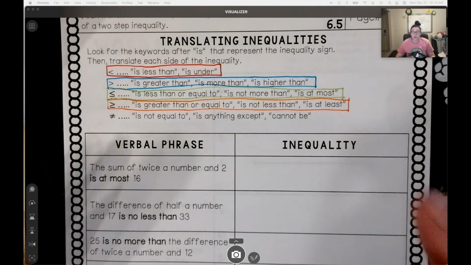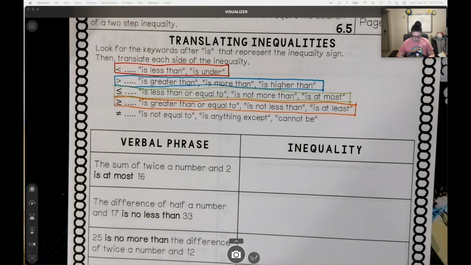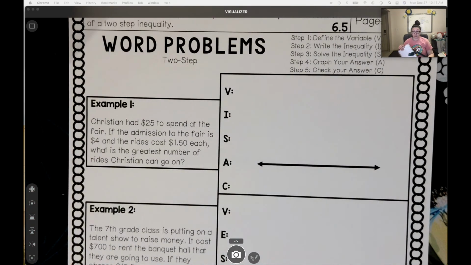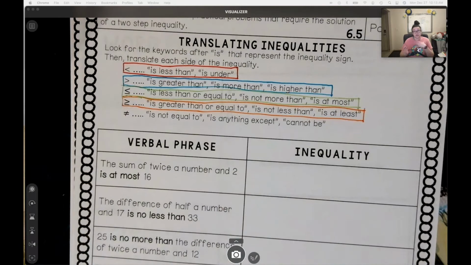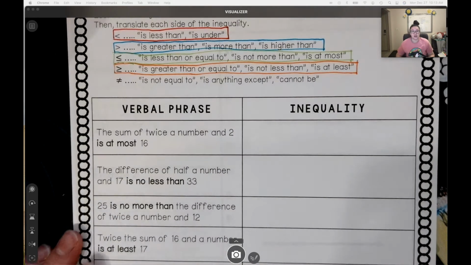Let's go through. We're going to do a few examples on these verbal phrases, and then we're going to do a few examples on the word problems. After we do a few examples together, I'm going to have you go off and try to work these out on your own, and then you'll check in with the teacher to see how you're doing. So, let's get into it.